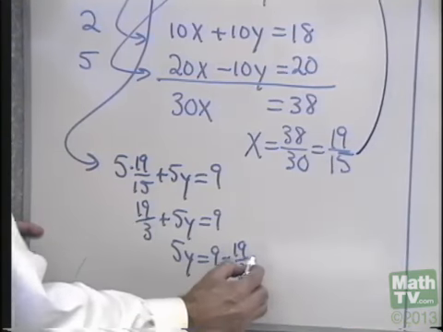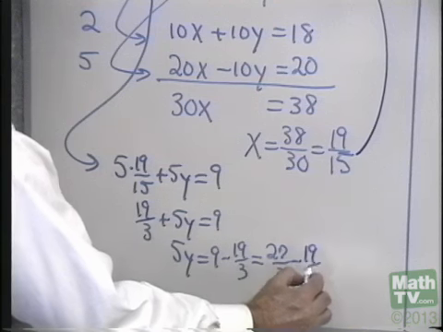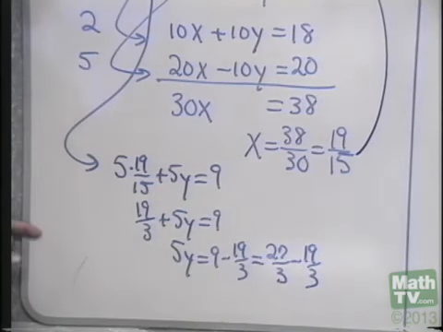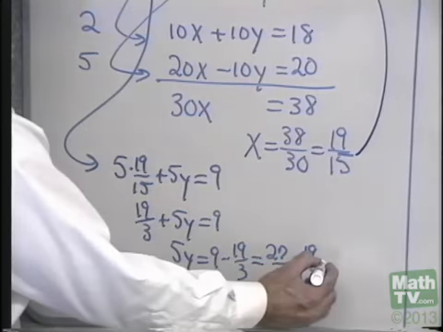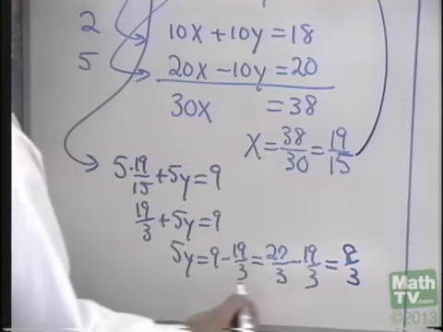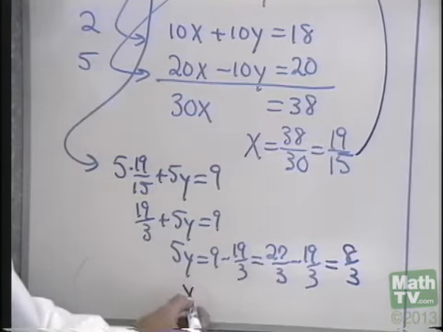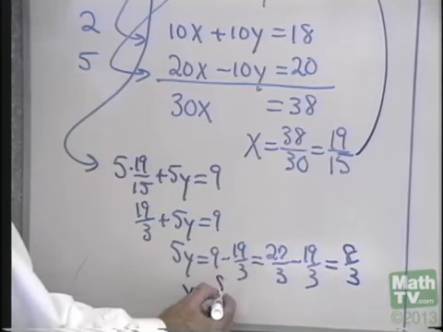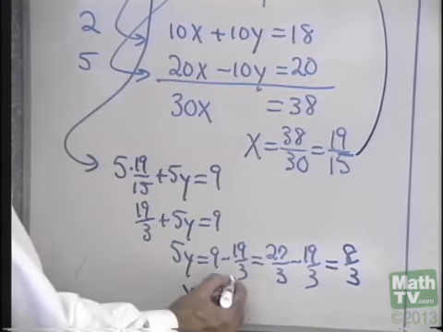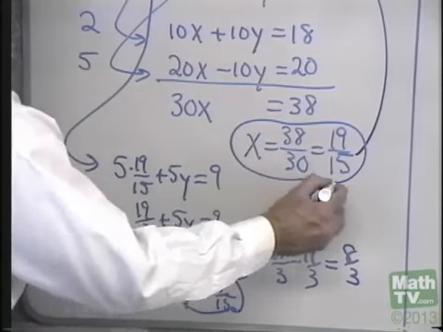Now 9 is 27/3 minus 19/3. So let's see, 27 minus 19 is 8. So 27 minus 19 is 8/3. So 5y is equal to 8/3. I multiply both sides by 1/5, and I get y is equal to 8/15. Y is equal to 8/15. X is equal to 19/15.